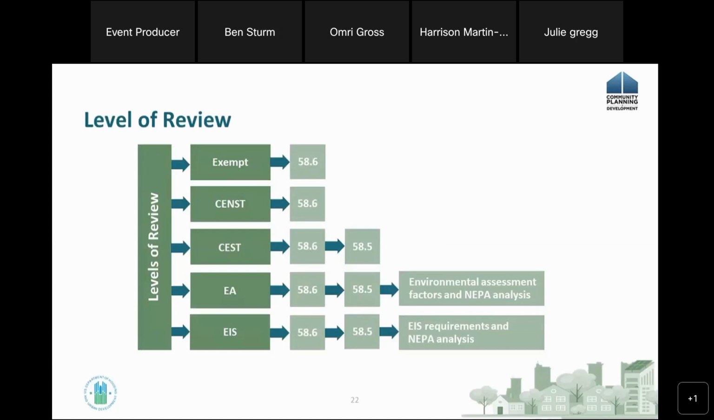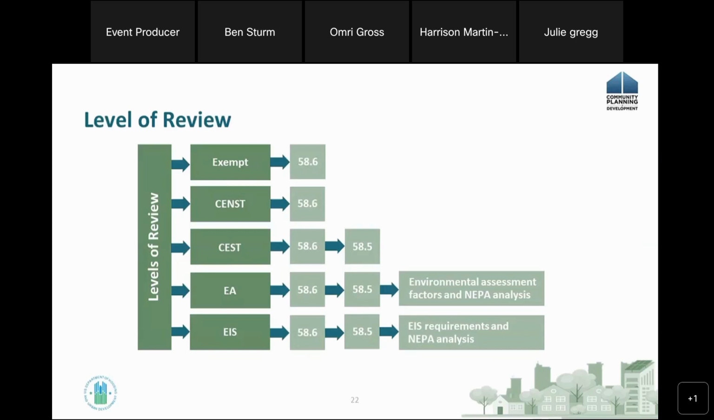After defining your project description, the next step of the environmental review process is to determine the level of review. The project description feeds directly into this determination because the level of review is determined by the types of activities involved in the project. There are 5 different levels of review, and the illustration here shows them from top being the lowest level of review to bottom being the highest level of review.